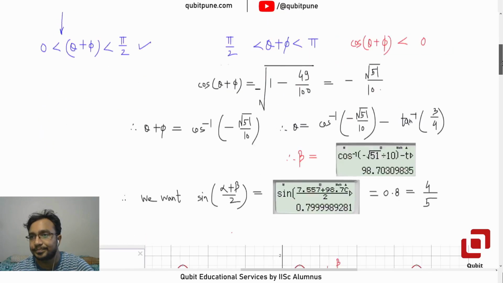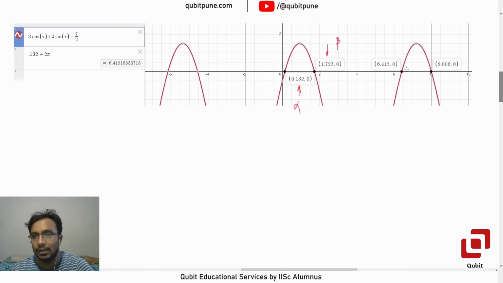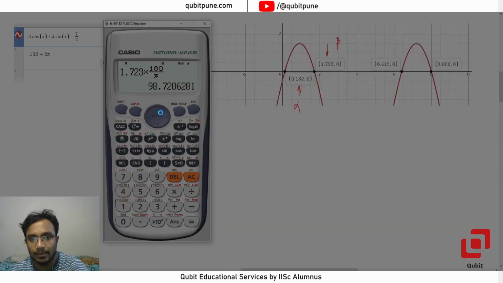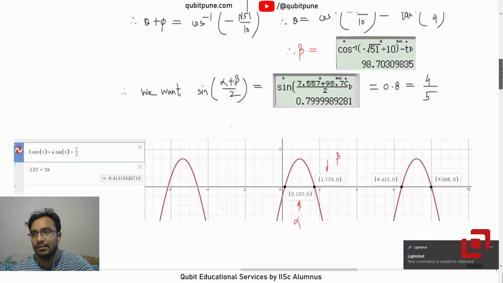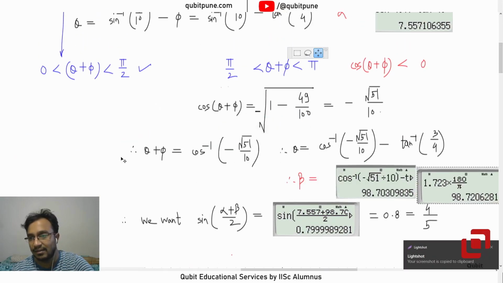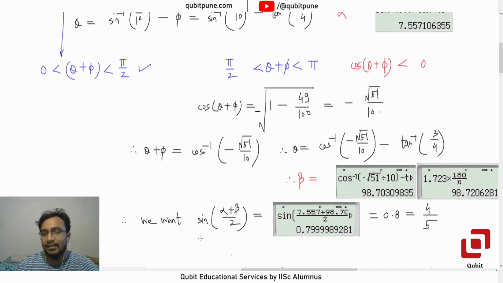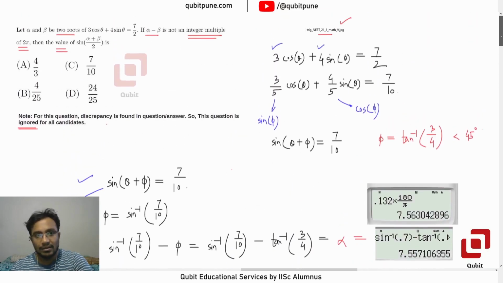And what about the other angle? We now need to take 1.723 into 180 upon pi. So that's 98.72. Does it match with this? Yes, it matches pretty well with that. So I think what they expected was 4 by 5 or 0.8, but the options were not of that kind.